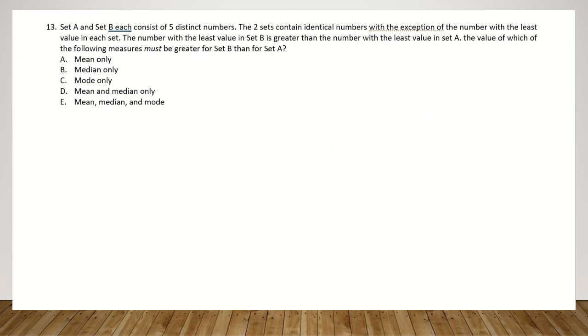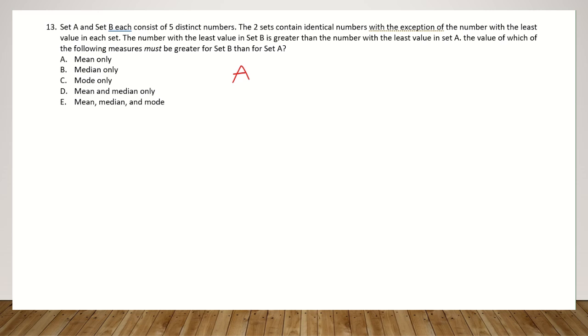Set A and set B each consist of 5 distinct numbers. The 2 sets contain identical numbers with the exception of the number with the least value in each set. The number with the least value in set B is greater than the number with the least value in set A. The value of which of the following measures must be greater for set B than for set A? So, again, we have something theoretical, and we want to make actual sets that we can look at and compare.